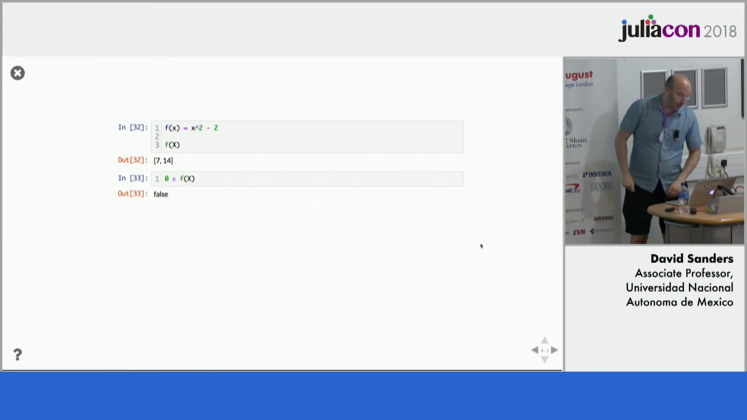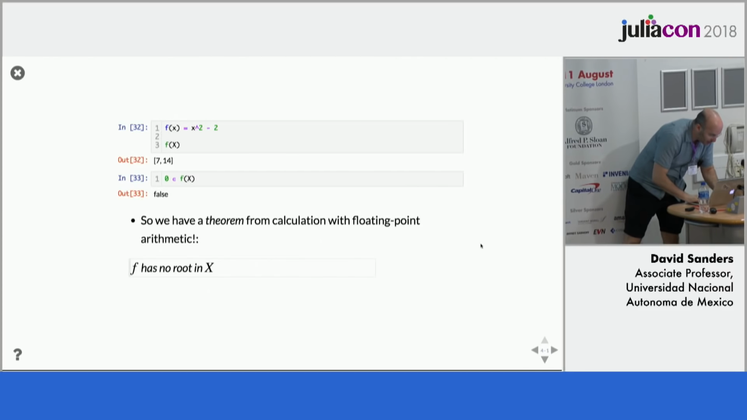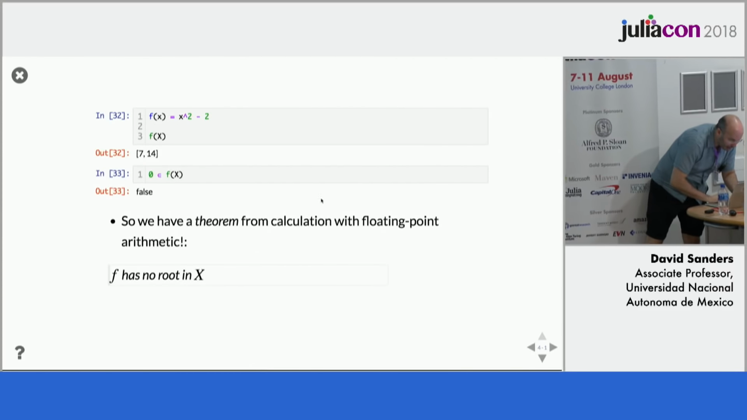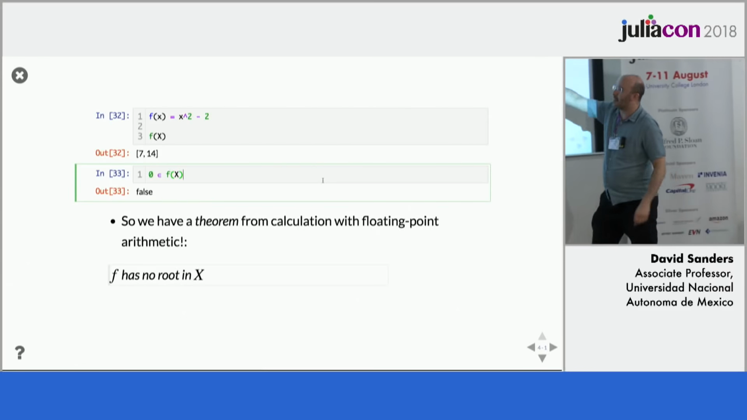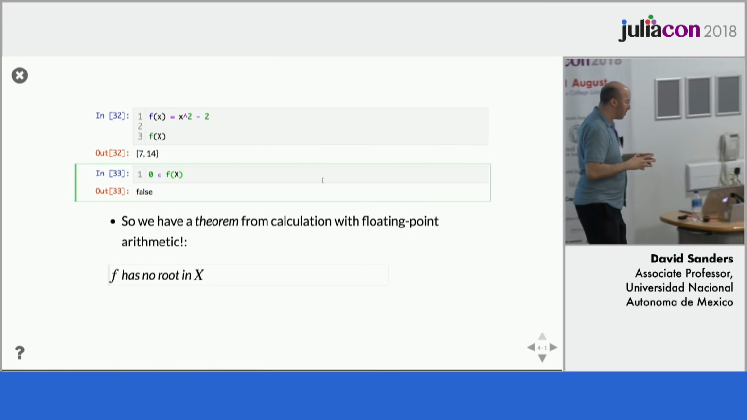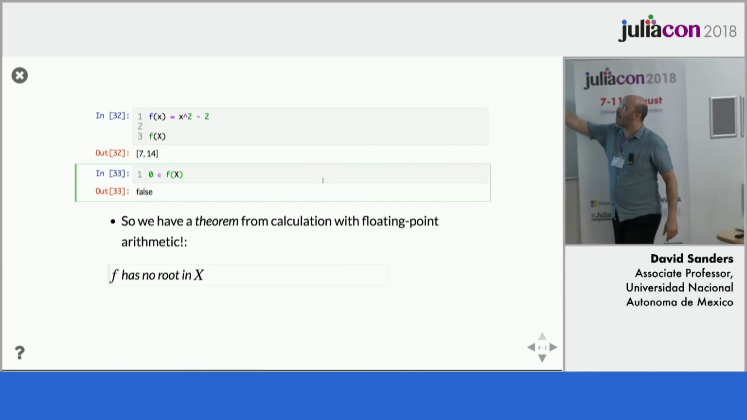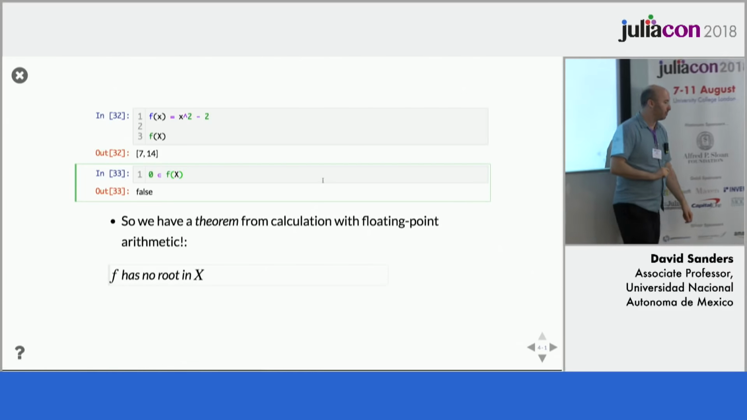And in particular, this does not contain 0, right? 0 is not in this set. And I can check that using the in operator in Julia. And so we've used floating point arithmetic, but we have a theorem that came out of that in 3 lines that f has no root in this interval.